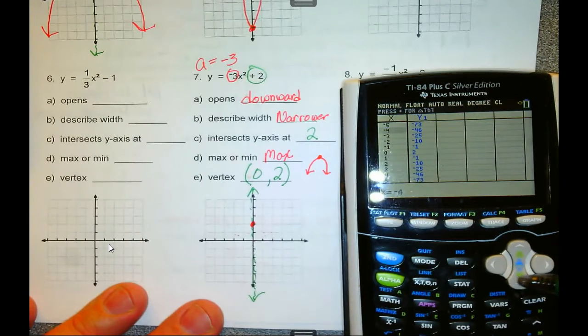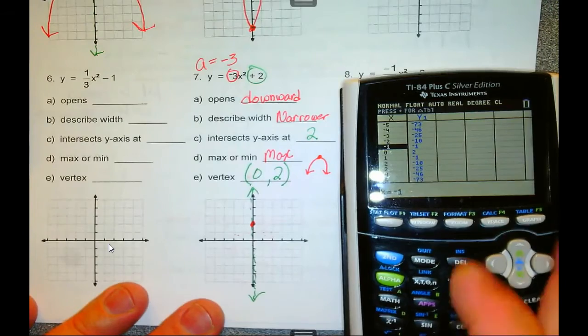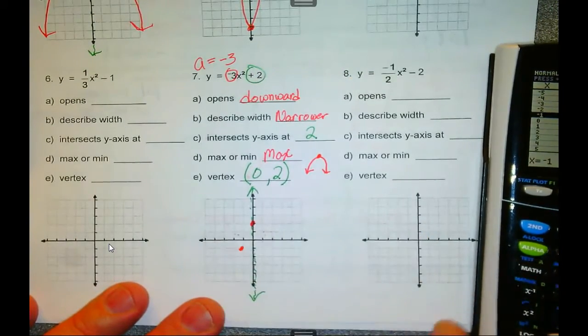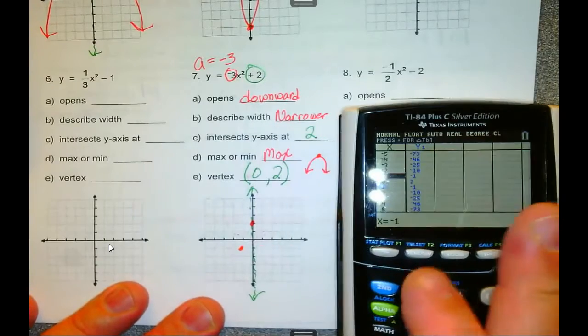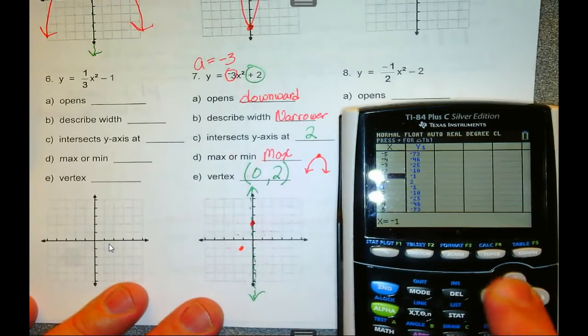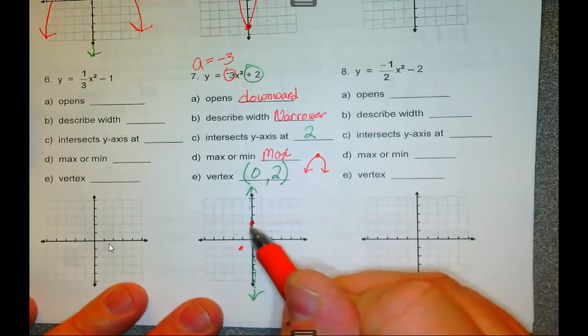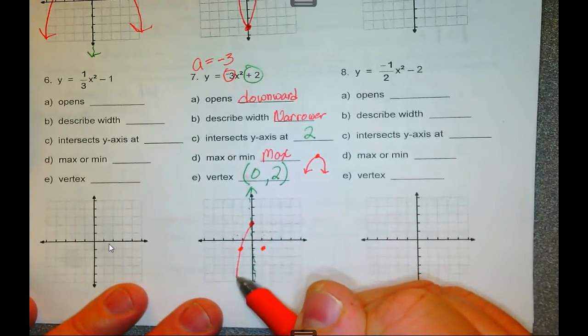I know 0, 2 is my vertex. I could just make sure, and it is because my y's start repeating. So I have a couple other points. Negative 1, negative 1. And another point, 1, negative 1. And now I can sketch my parabola.